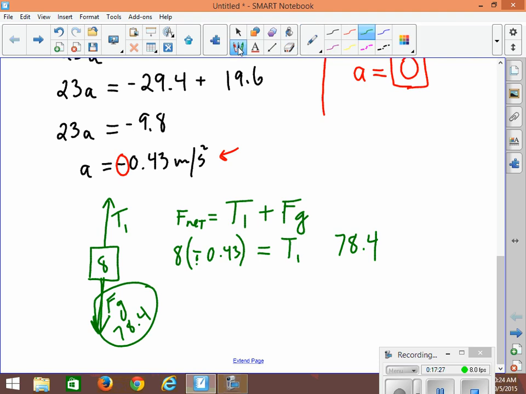Right. That is movement this way in our reference frame, so it should be a negative number. It's a good thing you guys are here.